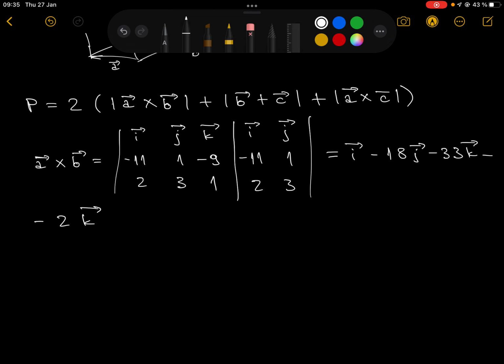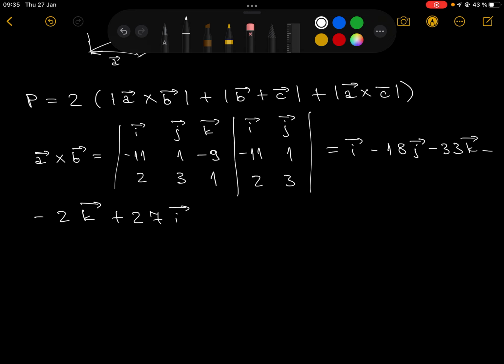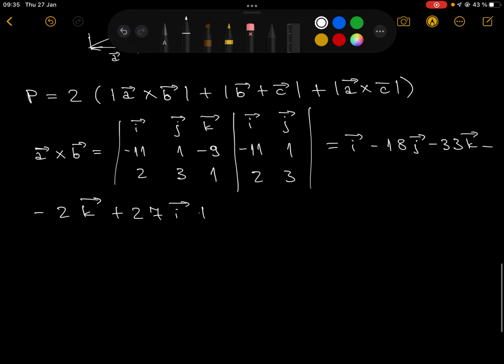Minus 2K plus 27I, and plus 11J, which is the same as 28I minus 18 plus 11, minus 7J minus 33 minus 35K.